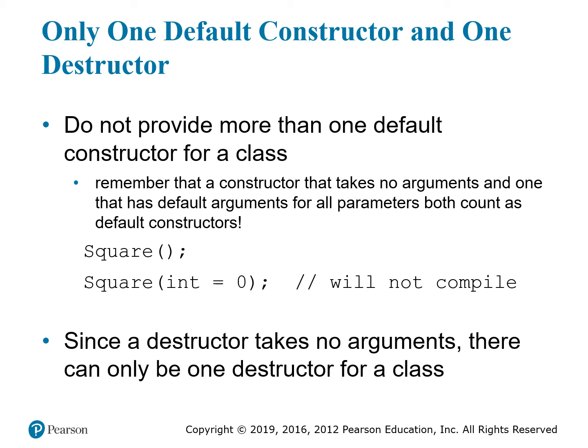You must not provide more than one default constructor for a class. And when you do that, remember that a constructor that has default arguments for all parameters counts as a default constructor. So this code will not compile because both square and square int equals 0 count as default constructors, and the compiler gets confused.